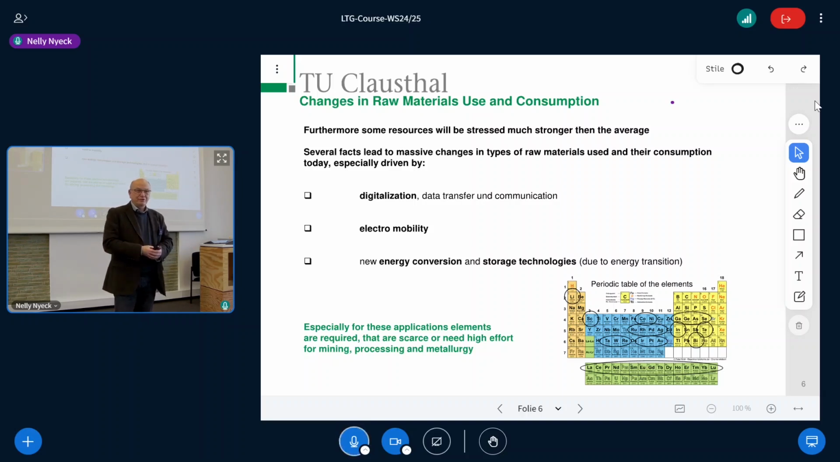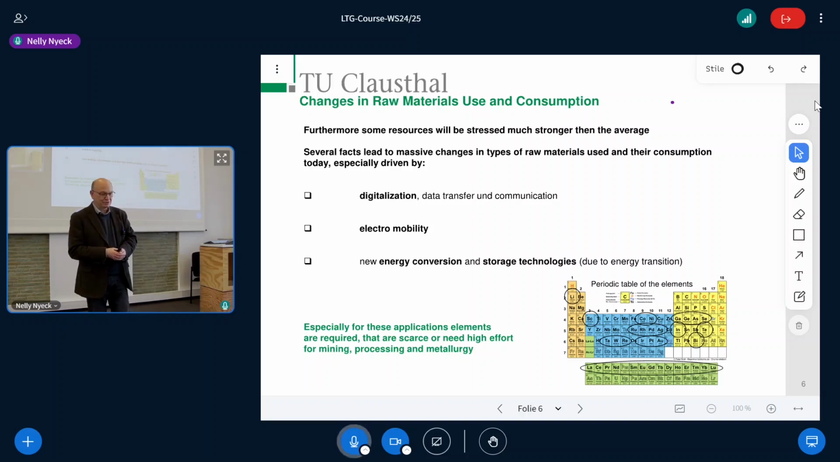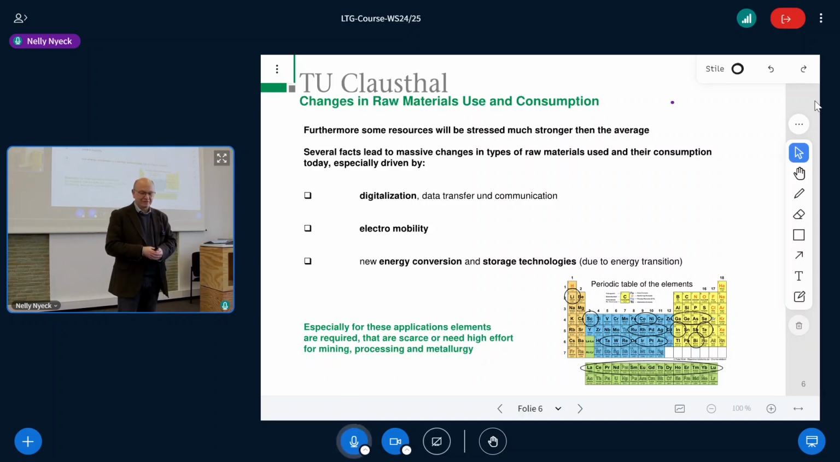New energy conversion, as I already mentioned, for example, wind power plants, photovoltaic, and so on, and storing technologies, battery. Everybody has heard about that big problem. If we change to lithium-ion batteries, where do we get the lithium? Where do we get the cobalt and the nickel from, specifically in these dimensions that we have? So we are talking about quite a lot of elements that are comparatively scarce that we have to look at.